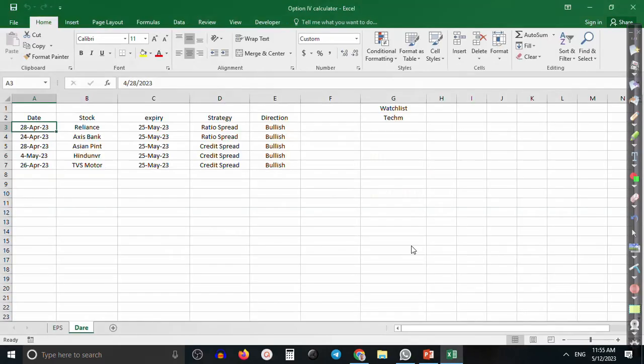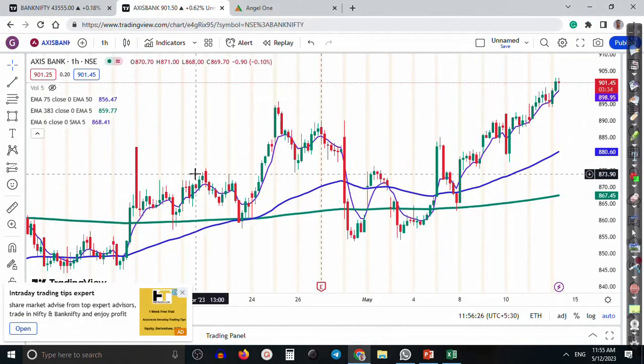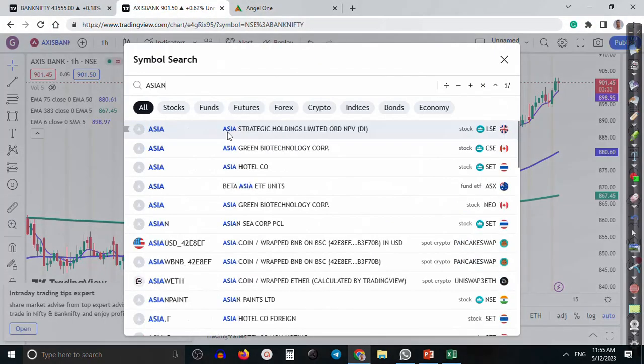Another one I use is Asian Paint, which is a credit spread, on 28th April. The same day I use Asian Paint.